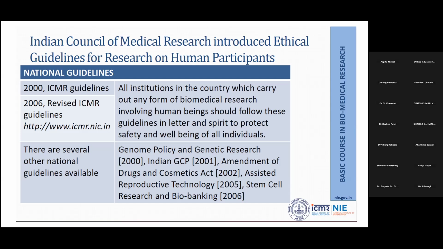Now, in addition to these ICMR guidelines, there are several other national guidelines available, which are relevant to the area in which people are working. So if you're working in the area of genetics, in addition to the ICMR guidelines, you need to follow the genome policy and genetic research guidelines. If you're working in the reproductive technology area, you have to follow the ART guidelines, stem cell research and biobanking guidelines, and the amendment of drugs and cosmetics guidelines. So these guidelines are to be followed in addition to the ICMR guidelines.